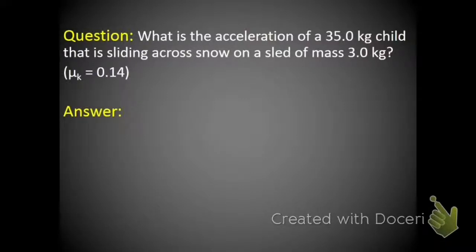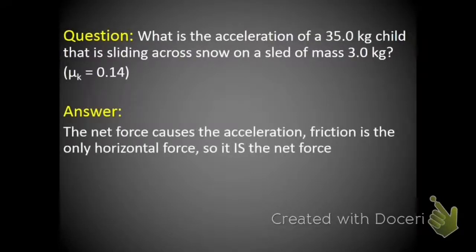Next, we want to figure out what the acceleration of the child will be, going with a mass of 35 kilograms if we know that coefficient of friction. So the net force causes the acceleration. Friction is the only horizontal force, so it is the net force, right? If the child is just sliding across the snow, again, a diagram helps, right? If they're just sliding across the snow, if that's the motion, then the only force slowing them down is friction. So friction is the net force.